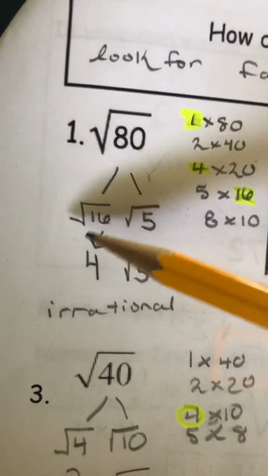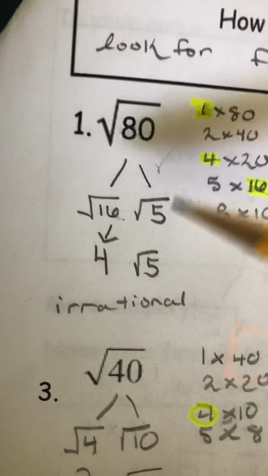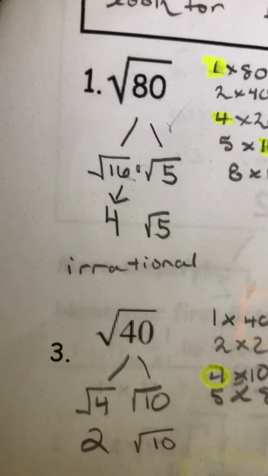So what I do is almost like a factor tree. I branch it down and I write the perfect square out in front. The square is 16. Technically speaking, there's times. You don't have to put the times symbol there, but if it helps you, square root of 5.